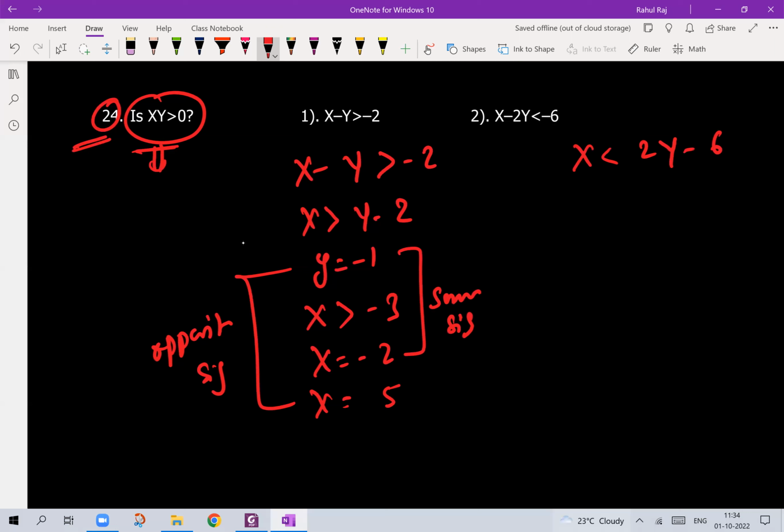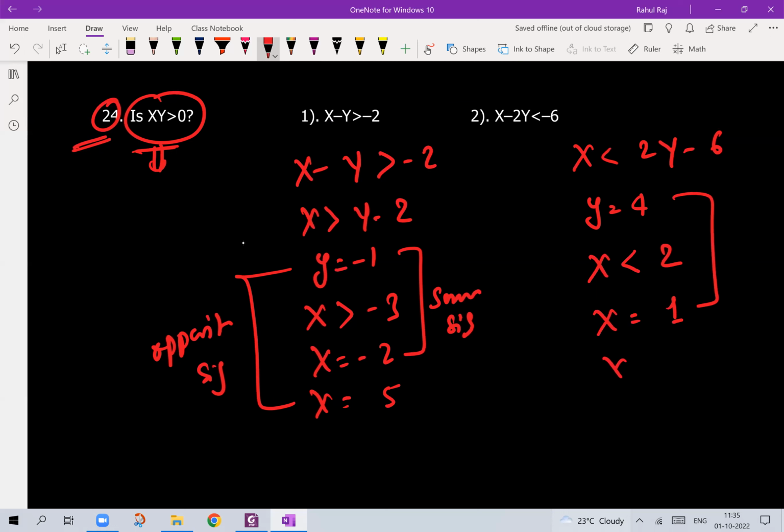If x is less than 2y minus 6, what does that mean? I can take any number, whatever number you want to take based on your convenience. I'll take y equal to, let's say, 4. Can I say x is less than 4 into 2, 8 minus 6, which is 2? If x is less than 2, can I say x can be equal to 1?